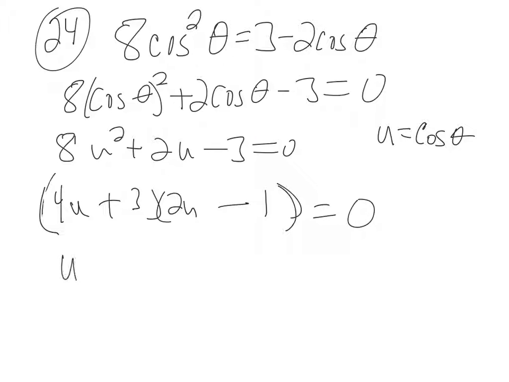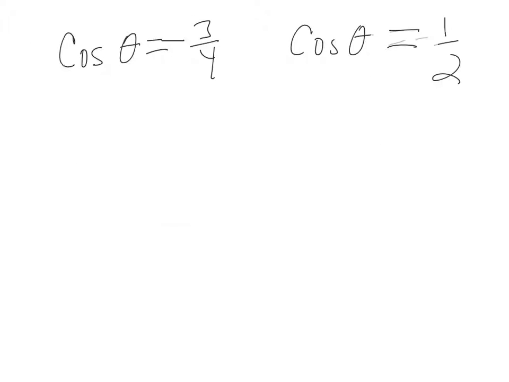So then I can say u equals negative 3 over 4. I can say u equals 1/2. So what I did is I replaced the u's back to the cosines. And let's try to work on this one.